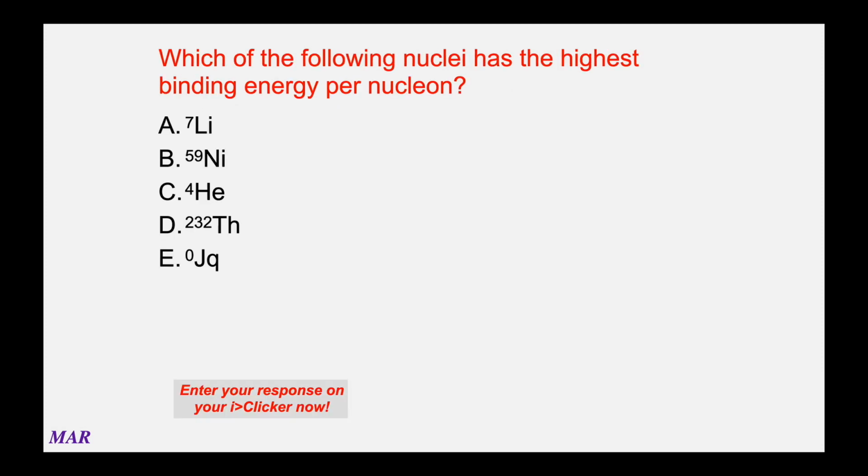Here are a series of elements, and I'd like you to tell me which one has the highest binding energy per nucleon. Now, you could look up the values on Google and compare, but there's an easier way. So by hook or by crook, figure this out. Pause the video. When you're ready to hear the answer, you can unpause it. Pause the video now.